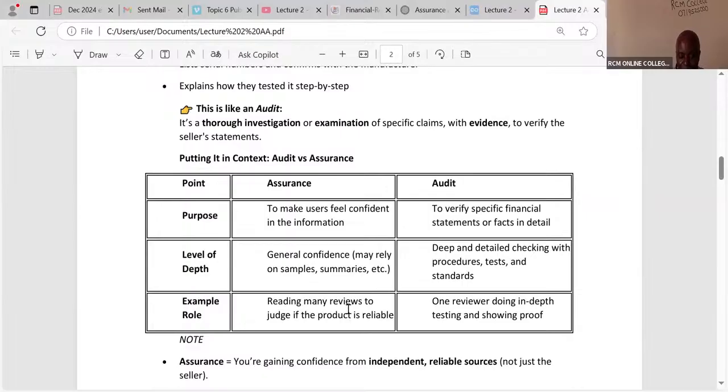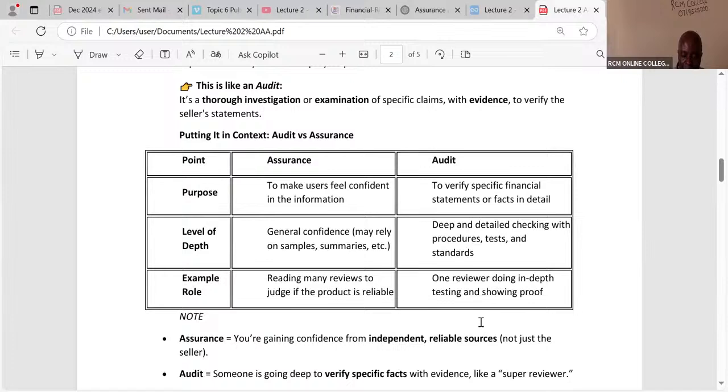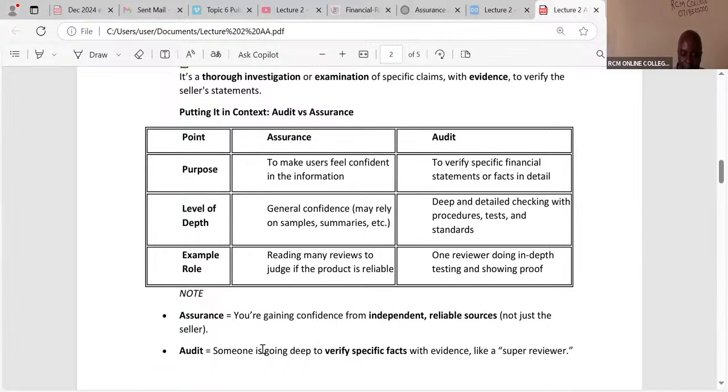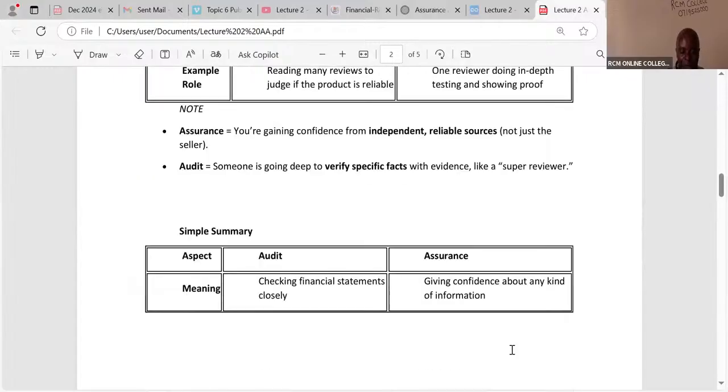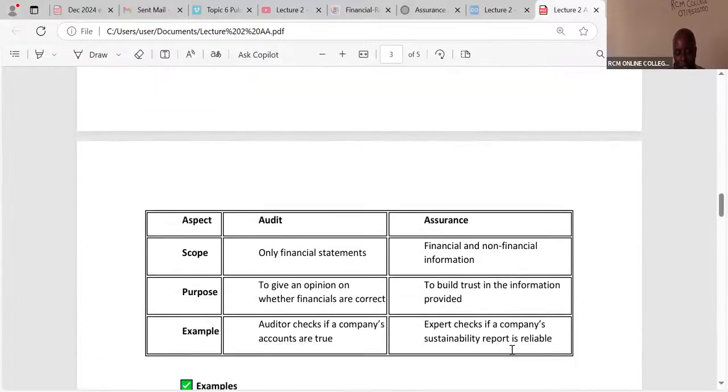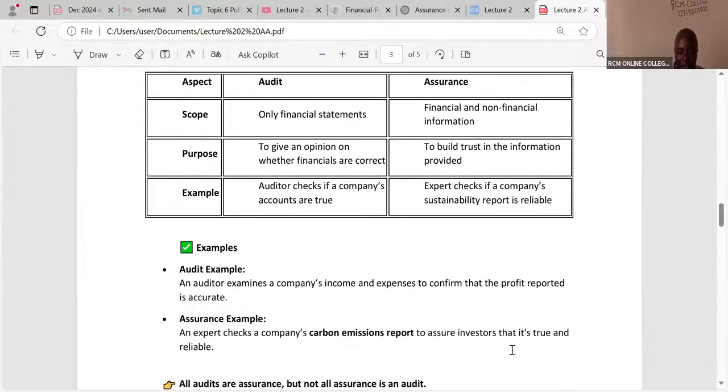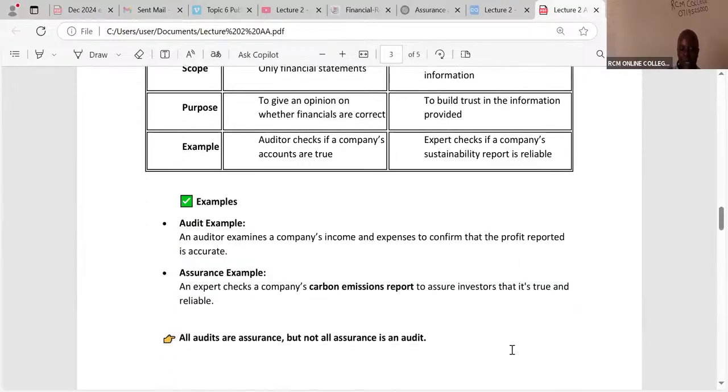Example: reading many reviews to judge if the product is reliable. Then one reviewer does in-depth testing and shows proofs. With assurance, you are gaining confidence from independent, reliable sources, not just the seller. With audit, someone is going deep to verify specific facts with evidence, like a super reviewer, that we shall be calling the independent auditor. You'll be able to read that summary because I'll attach it for you, so that later on you will understand this better.